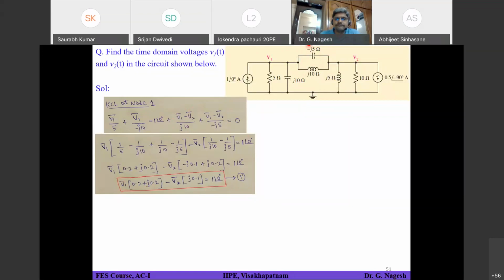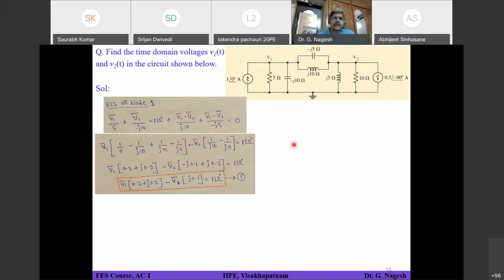Sir, so net impedance we can take out from the parallel formula like minus J5 into J10 upon minus J5 plus J10. Yeah, R1 R2 upon R1 plus R2, you can do that. If you do that, then there will not be fourth and fifth terms. You will have only one term. That is V1 minus V2 divided by the net impedance.